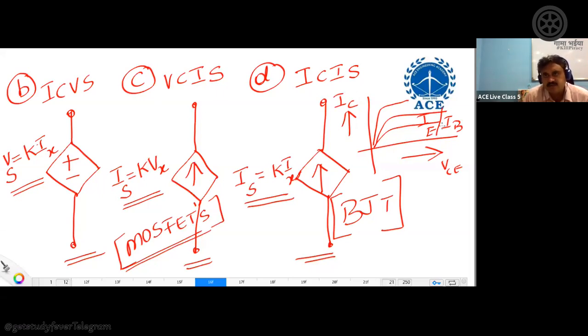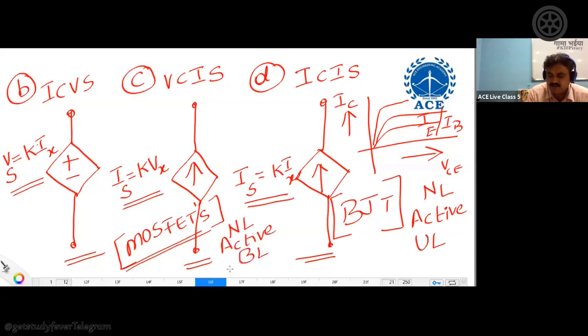They are nonlinear elements. They can be considered as active. They are unilateral elements. So MOSFET, if you take, this is nonlinear. You can consider it as active because you are having source characteristics and it is unilateral. MOSFET, definitely nonlinear. It can be active and it is bilateral because source and drain terminals can be exchanged with each other. So it is bilateral. So these are the practical sources that I'm talking about. So these are the different types of sources we have in our network theory.